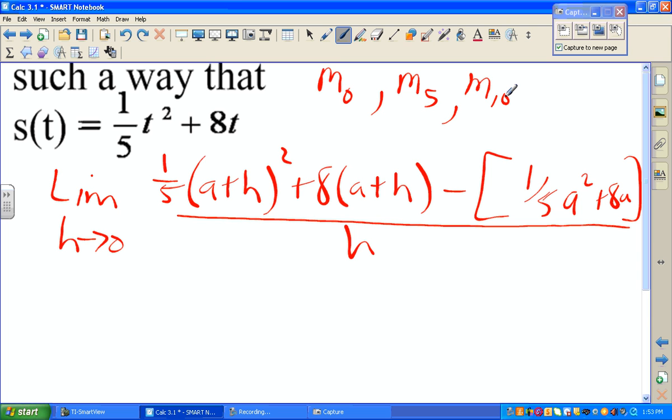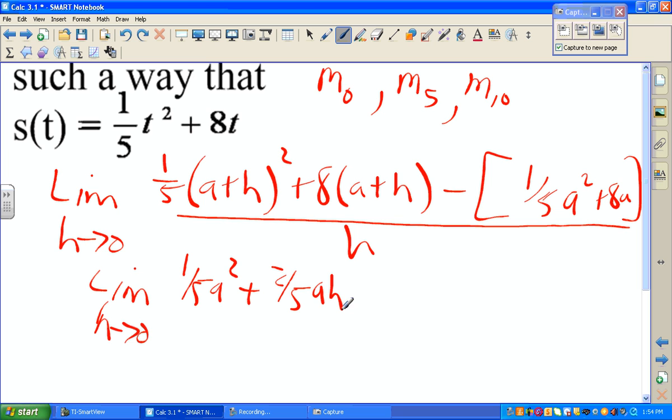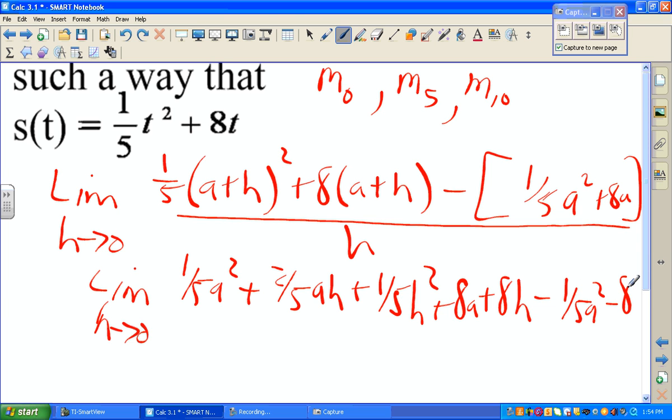In this textbook, if there's a B or a C, you're going to have to do some work before you get the answer. You're going to have to think, what does this equation mean? How does it work? Now you go back to this. Once you find this equation, that gives you all three answers. The limit, as h approaches 0, 1/5 a squared plus 2/5 ah plus 1/5 h squared plus 8a plus 8h minus 1/5 a squared minus 8a, all over h.